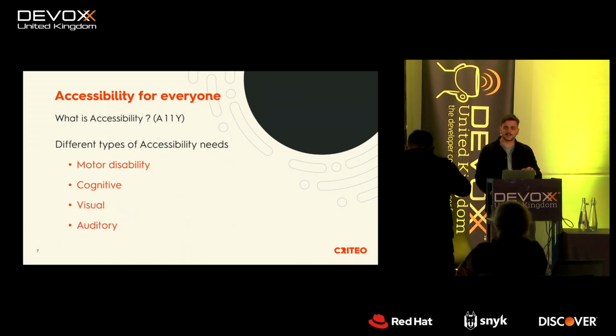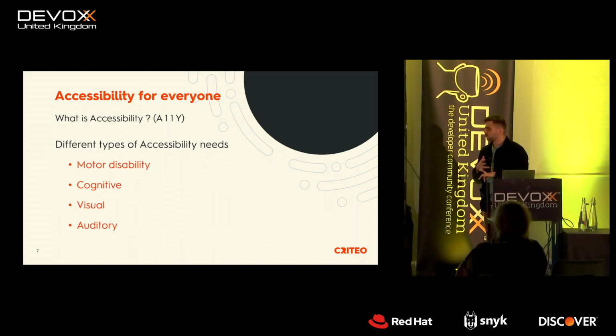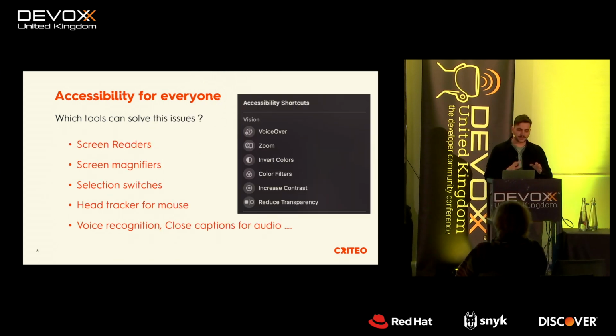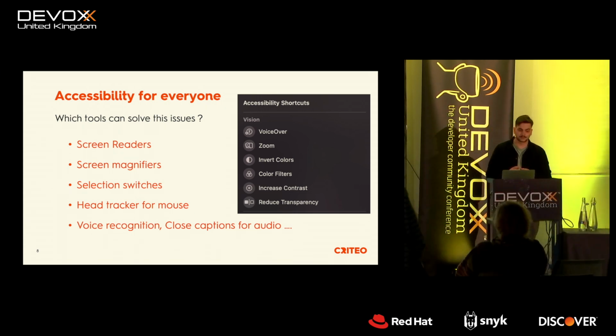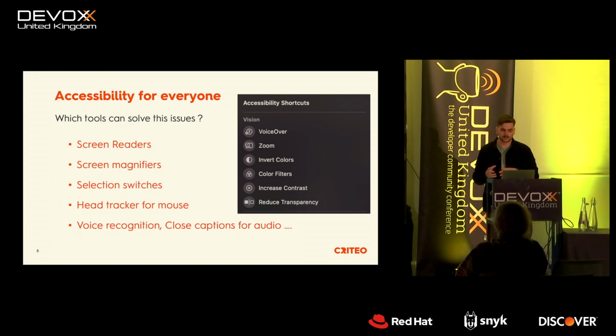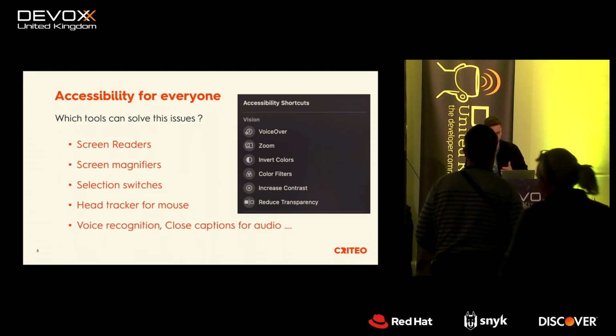There are different types of accessibility needs. It can be motor disability, cognitive, visual, or auditory. All these needs are kind of solved by some tools that are now built in your laptop or on your smartphone. So it can be screen reader, screen magnifier, selection switches, head tracker, and with some closed caption for audio or voice recognition. You can just access them directly through the accessibility shortcut. Here is just a screenshot of my MacBook.